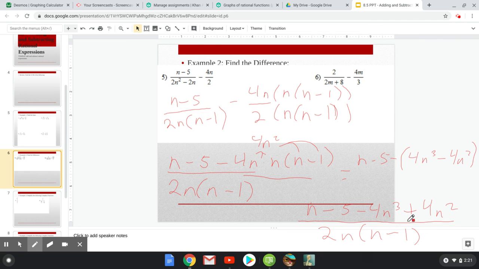You can rewrite this into standard form if you want, because right now it's all out of order, but it doesn't really simplify any more than this. So this is our final answer.